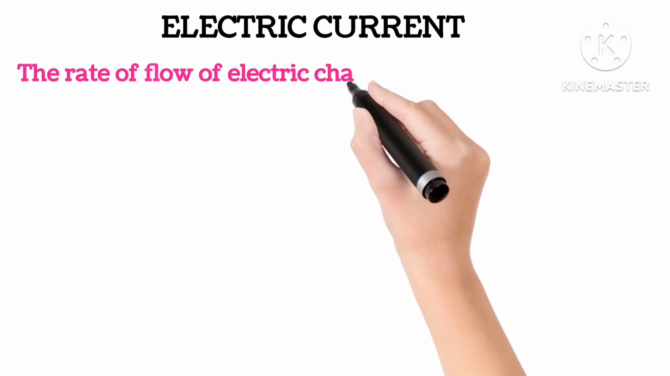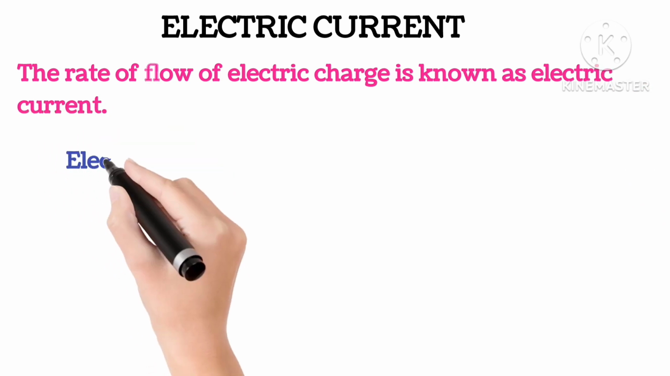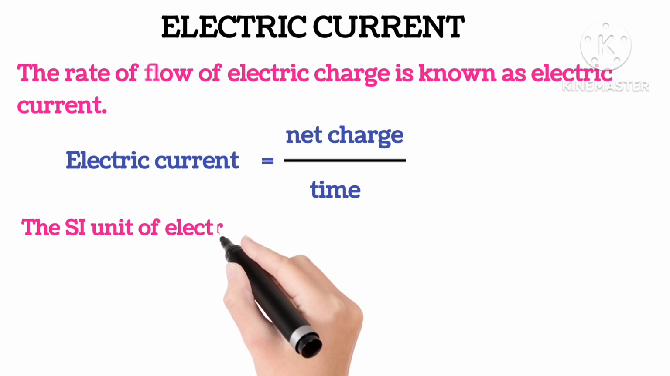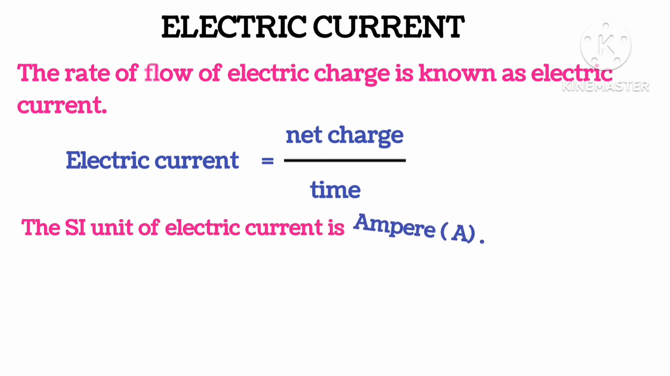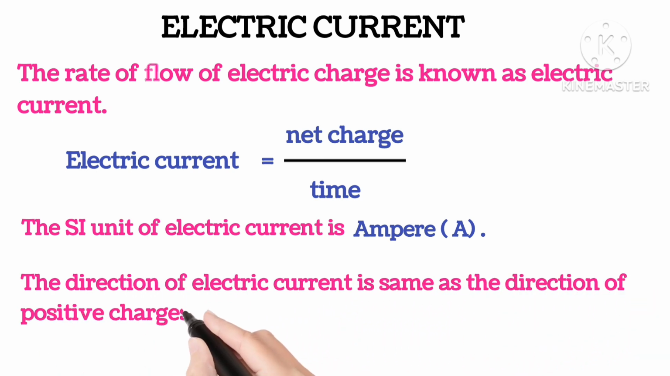Electric current. The rate of flow of electric charge is known as electric current. Electric current is equal to net charge upon time. And the SI unit of electric current is ampere, represented by A. The direction of electric current is the same as the direction of positive charges.